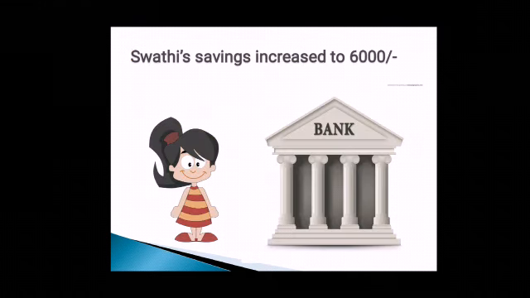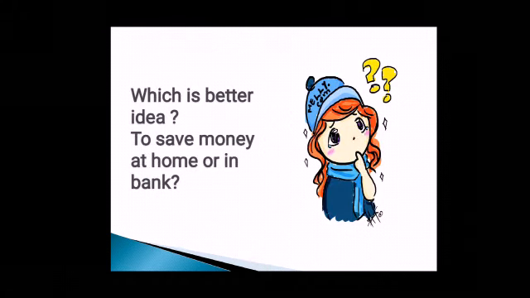Children, do you know how it happened? And how Swati earned extra money? Which is better idea, to save money at home or in bank? Obviously it's bank. If we save money in a bank, that money is used by bank in many other ways, and to compensate that, bank will pay some extra money to you. That extra money is called interest.